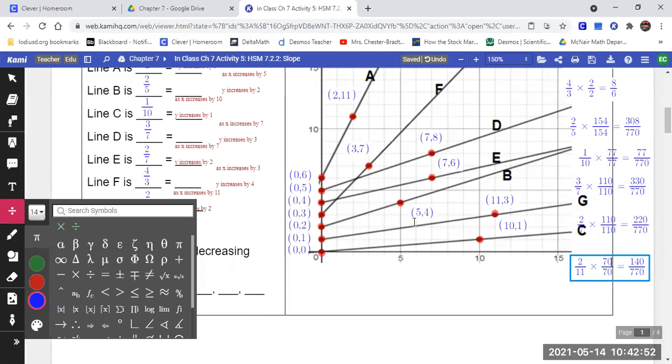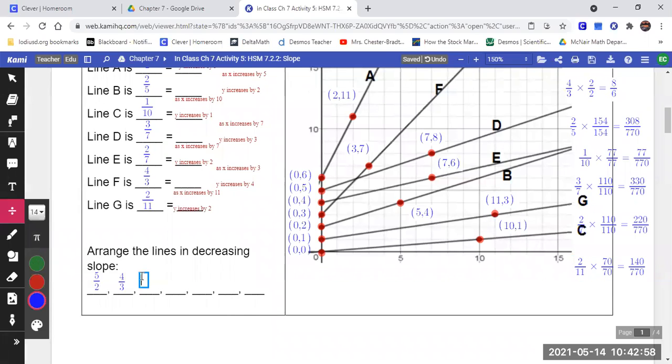Okay. And when I see these, I look at the tops, and that's how I arrange them least to greatest. So my biggest was the 330, so 3/7 would be next. 3 over 7 would be next. And then 308, which is 2/5. And then 220, which is 2/7. And 140, which is 2/11, and then the 1/10. And remember, when you're looking at these least to greatest, you're looking at getting closer and closer to a flat line. Okay, thank you.